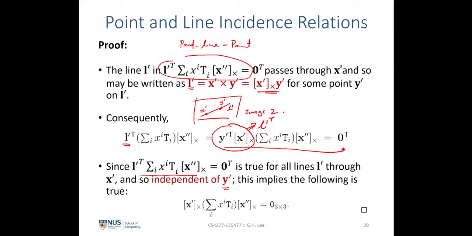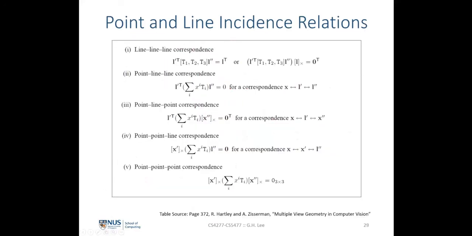Since it's independent of y prime, where y prime is generally not equal to 0, in order for this relation to be true, the product of the remaining terms must be equal to 0. Hence, we can rewrite this relation into this relation over here, where the product of the remaining terms equates to a 3×3 zero matrix. And this, as a result, gives us the incidence relation for point-point-point correspondences between the three views.